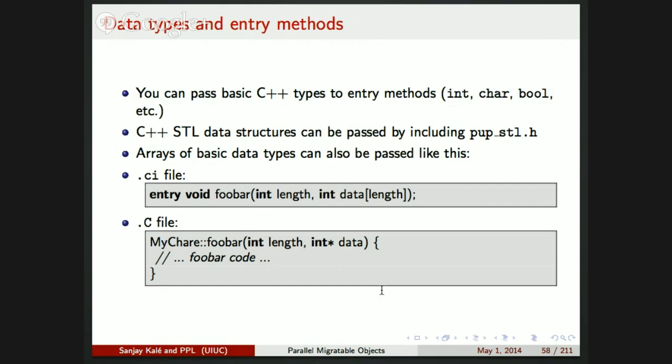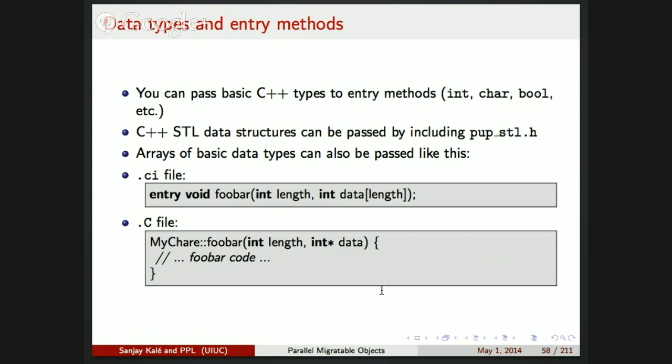As far as what you can pass to entry methods, you can pass all the basic C++ primitive types, ints, chars, bools, that those will all work fine. You can also pass at least most C++ STL data structures without any problem. You can pass your native C-style arrays in the following way.